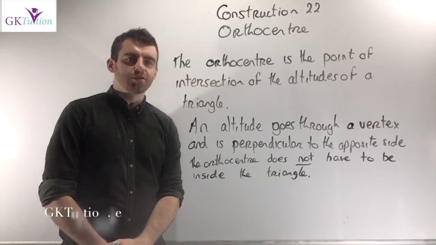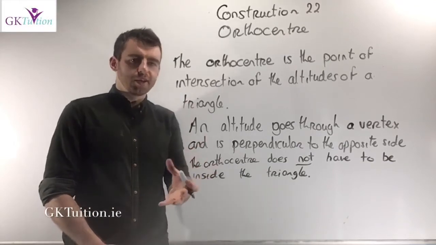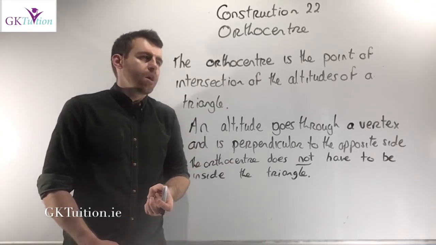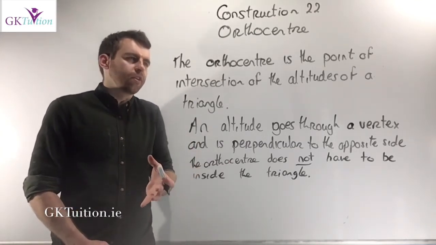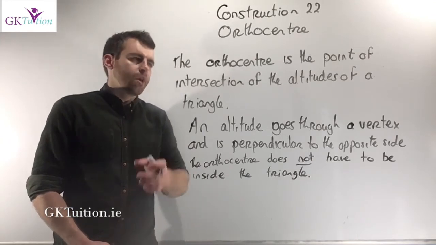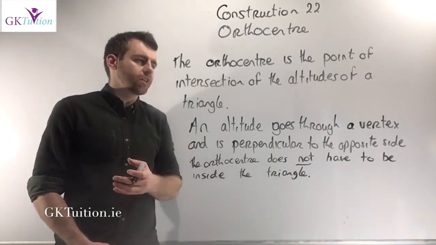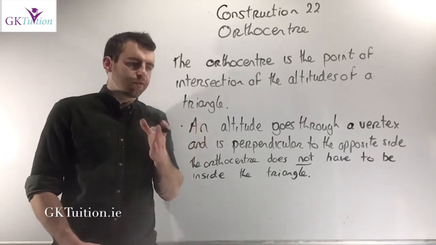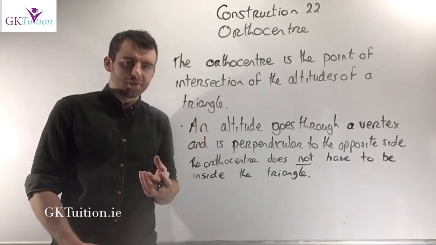Okay, the last construction that we need to explore, we're going to explore it as well with coordinate geometry in our heads. The last one is to find the orthocenter of a triangle. The orthocenter is the point of intersection of the altitudes of a triangle. And an altitude goes through a vertex and is perpendicular to the opposite side.